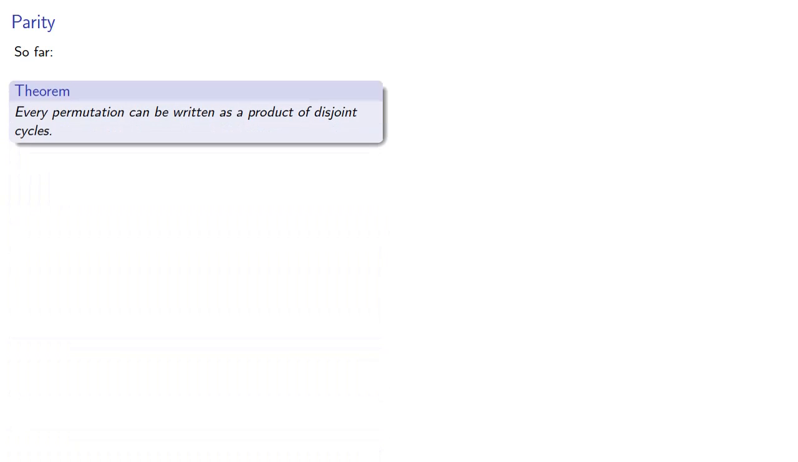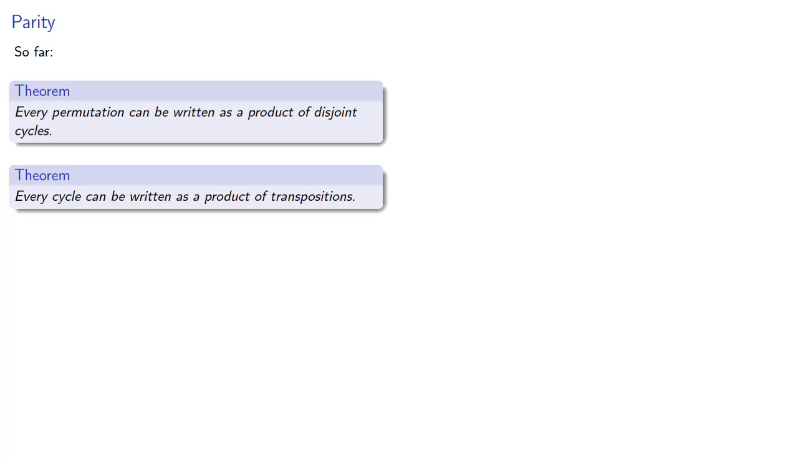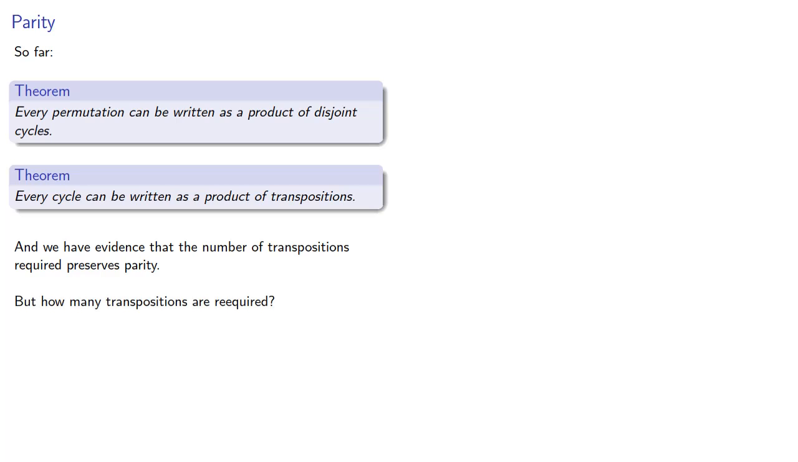So far, we've seen that every permutation can be written as a product of disjoint cycles, and every cycle can be written as a product of transpositions. And we have some evidence that the number of transpositions required preserves parity. But how many transpositions are required?